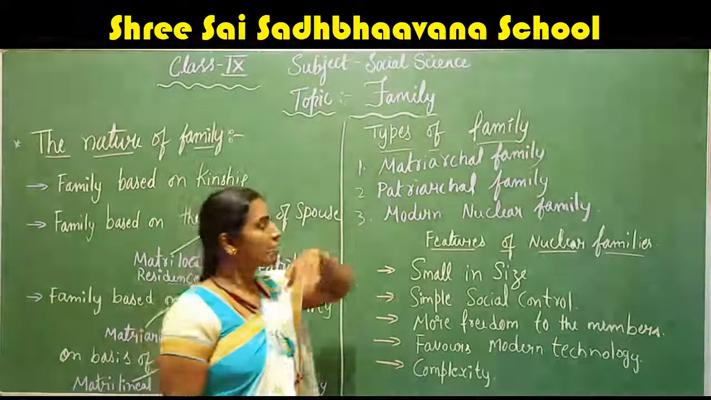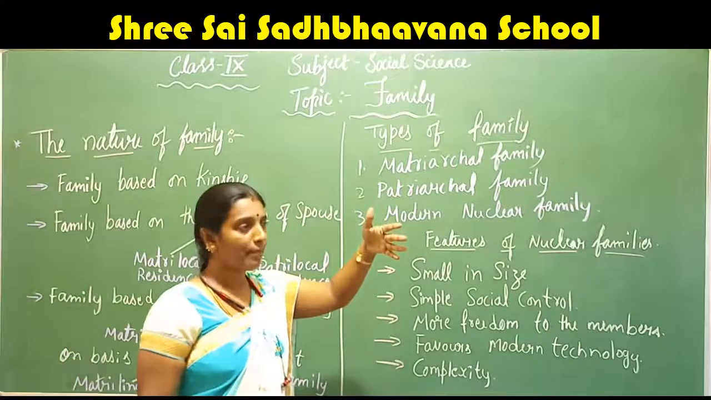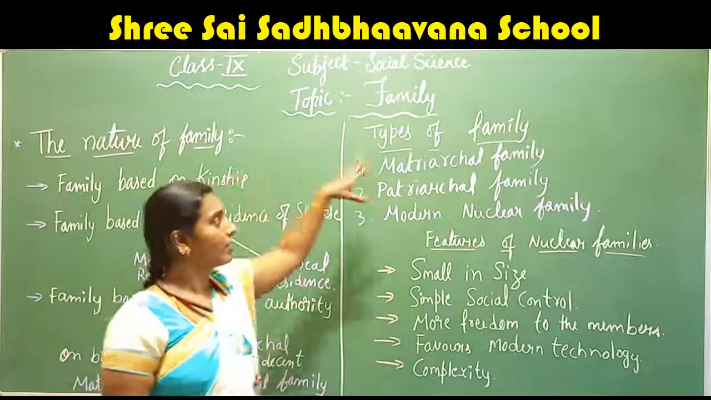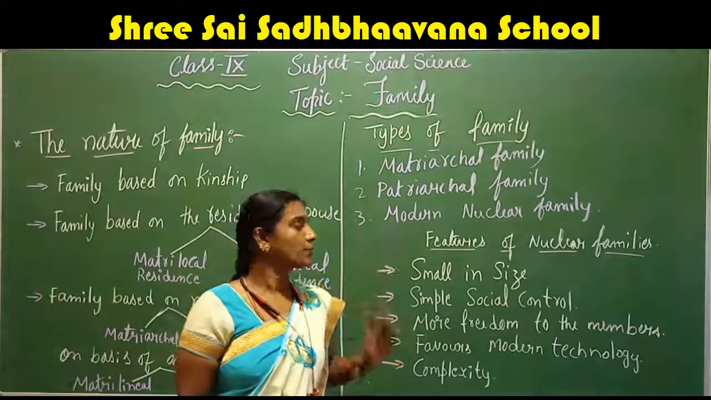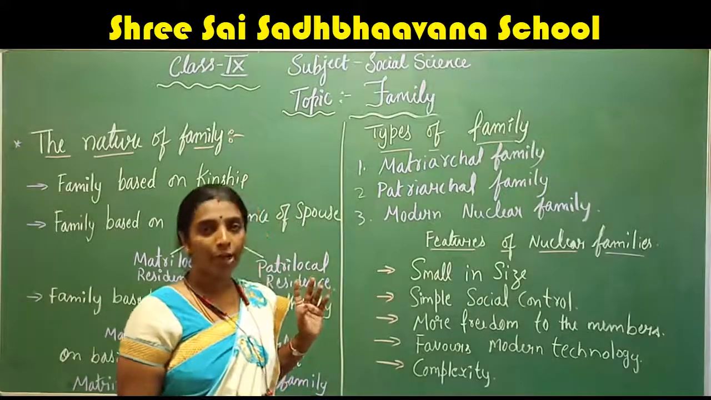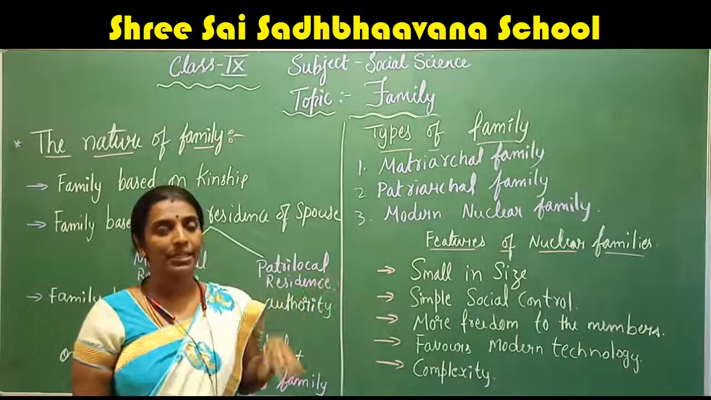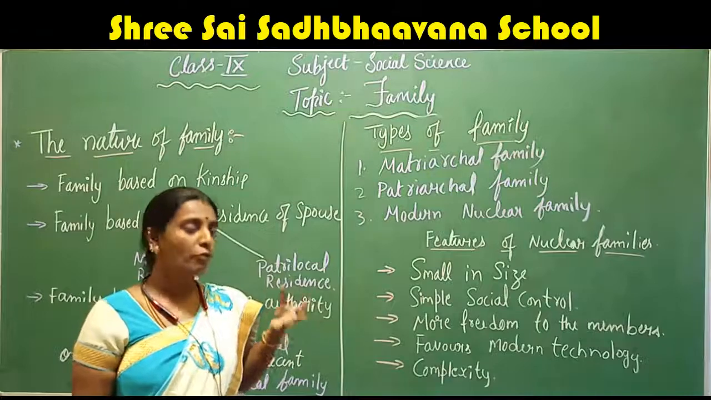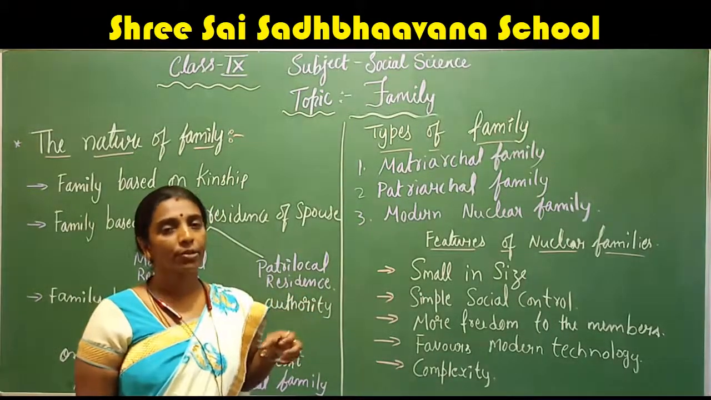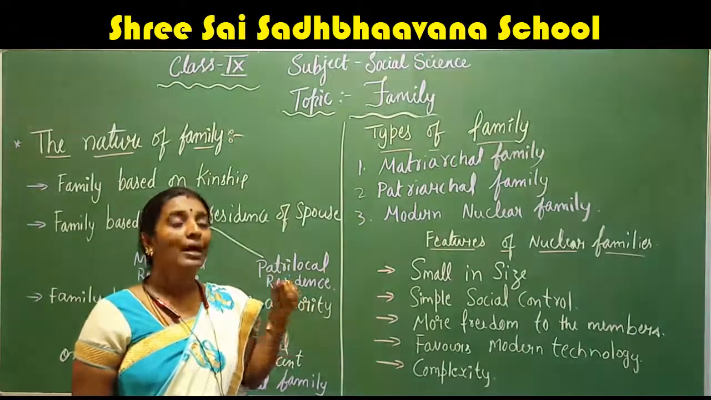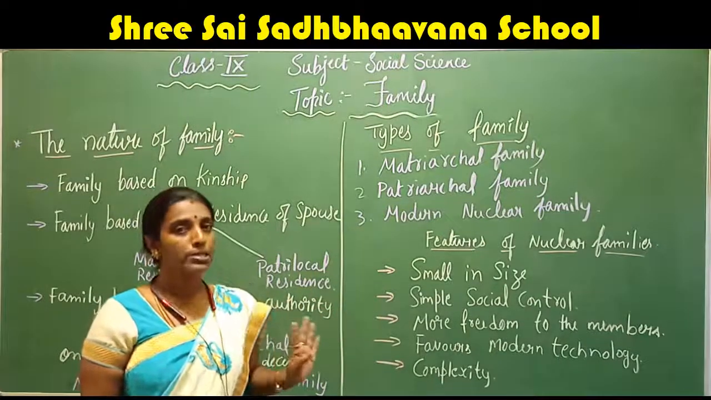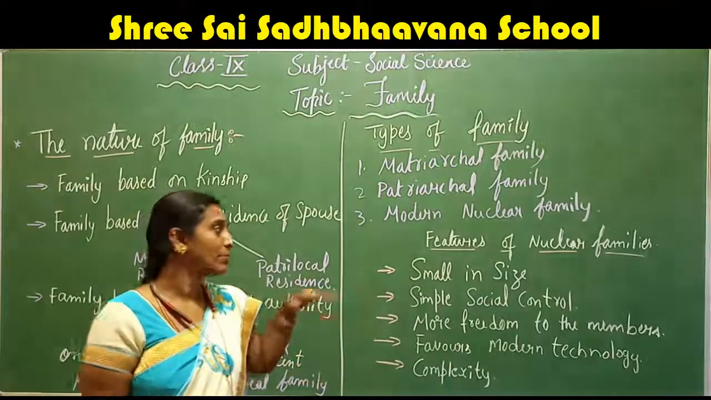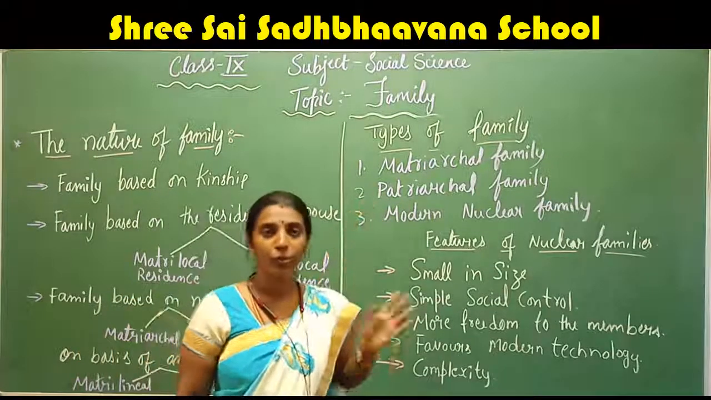And when you come to the types of family, according to the nature, they have divided into three: matriarchal, patriarchal, and modern nuclear society. Matriarchal family, as I told you, is mother-centered, and the woman will be the center of the authority, and the rights of the property will pass from mother to daughter, not son. From father to son, it is patriarchal. Matriarchal means mother to daughter.